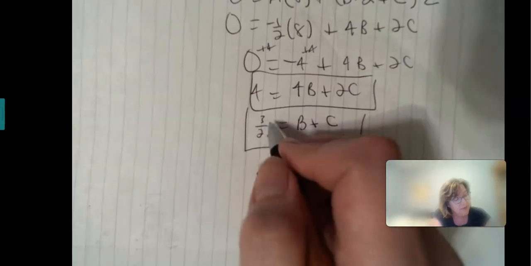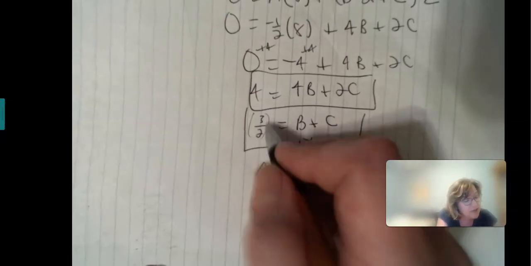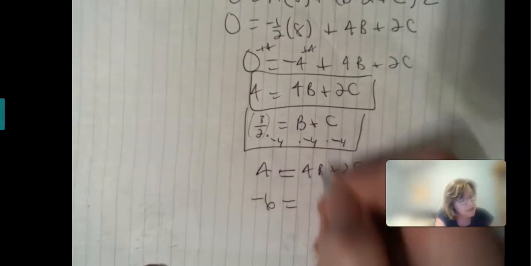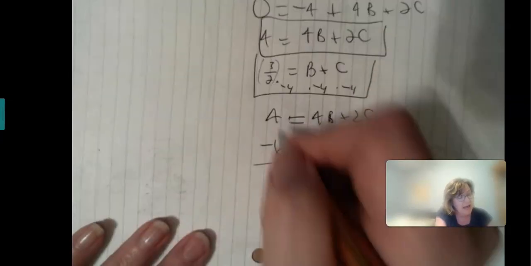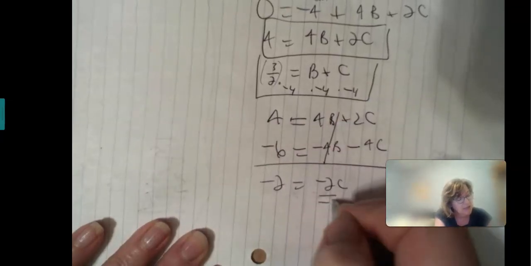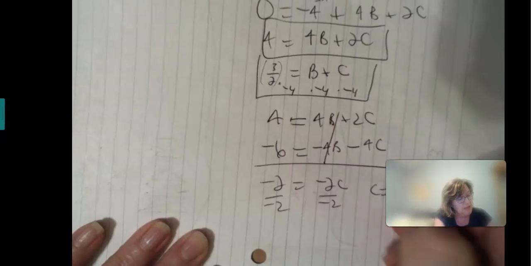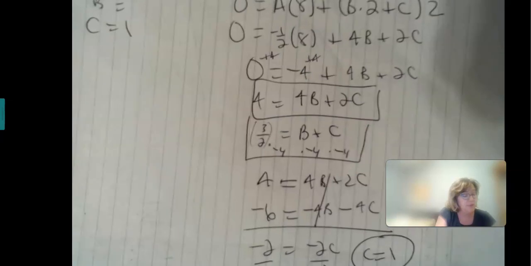And again, if you're bad with fractions, use a calculator. I think that's a negative 6. This will be a negative 4b minus 4c. I'm going to add, this equals a negative 2. These cancel, I get negative 2c. Divide by negative 2, and it looks like c is 1. So right now I know that c is 1, and a was a negative half, I think. And what was b? Do we know b yet? Nope. We got to sub back in to get b.